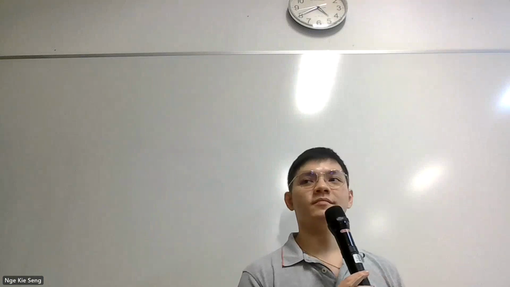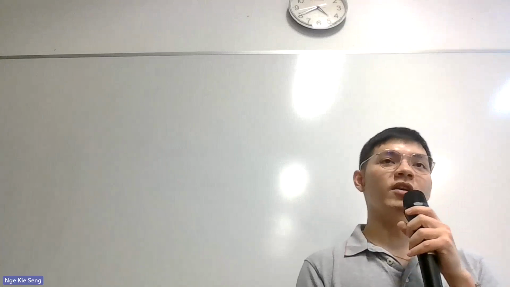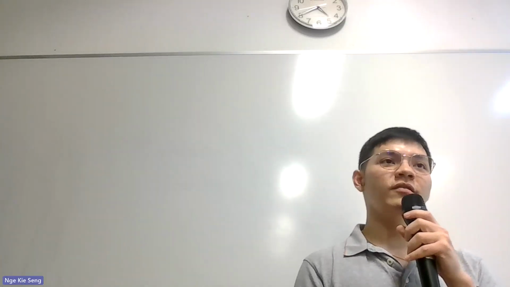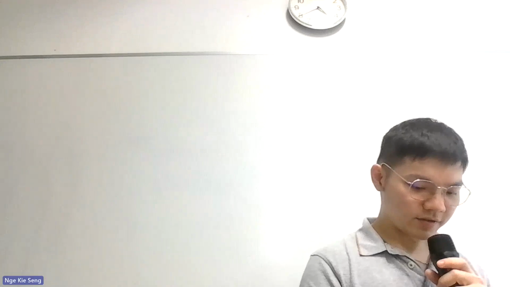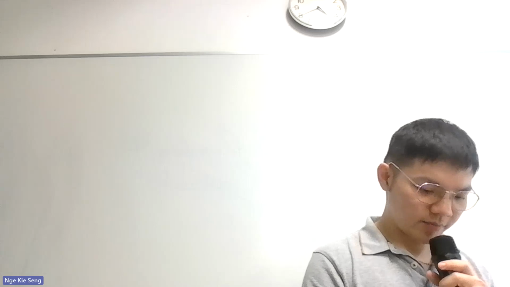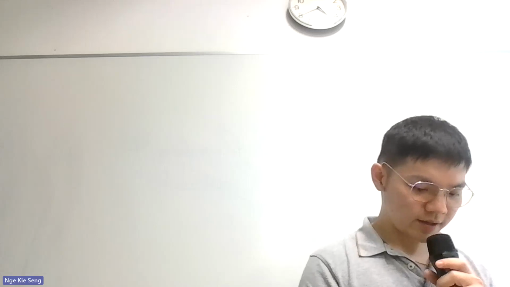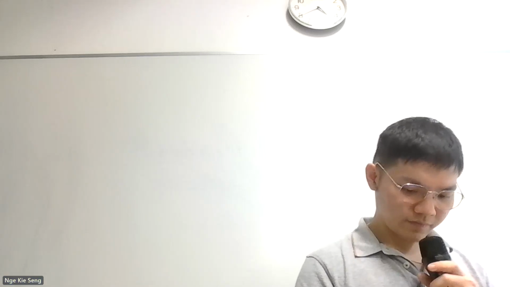Over pi over 2, what happened? Where is pi over 2? Pi over 2 is here, right? Over pi over 2, the cone faces downward. So if my C is between pi over 2 and pi, the cone will face downward.